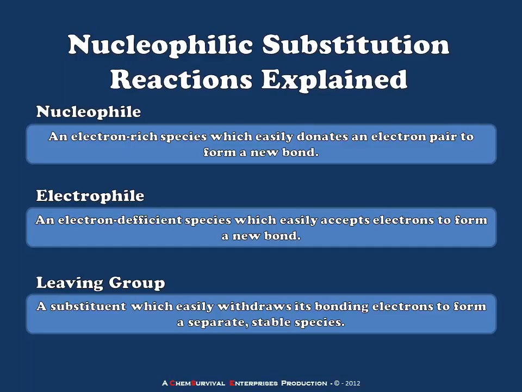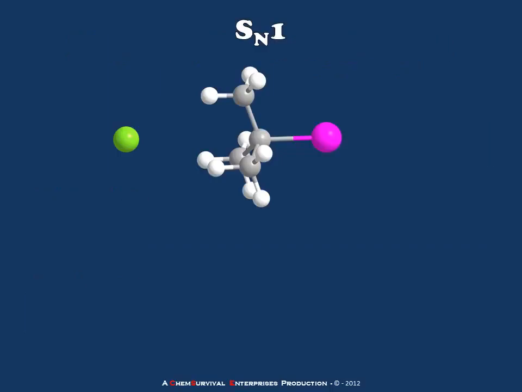So now that we've defined these players in the game, let's take a look at the two major classes of nucleophilic substitution reactions and see how these different components behave in each of the two mechanisms. Let's begin now by considering the SN1 reaction.